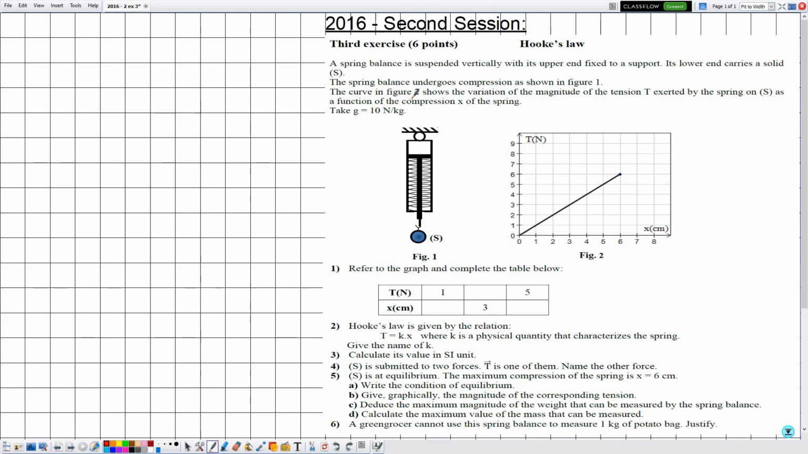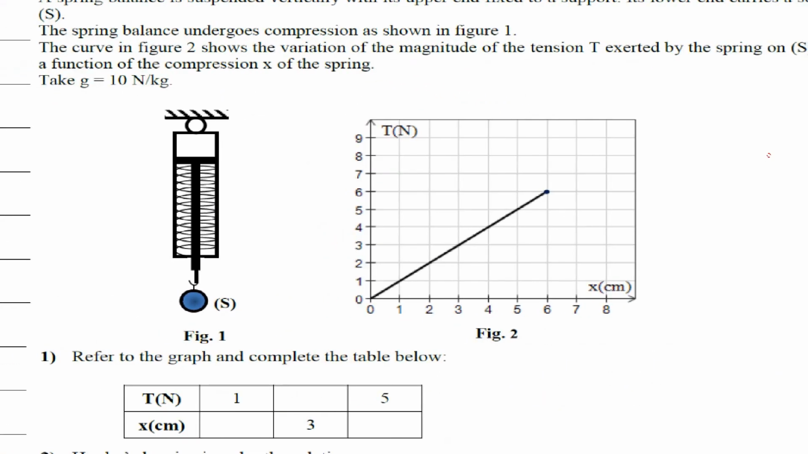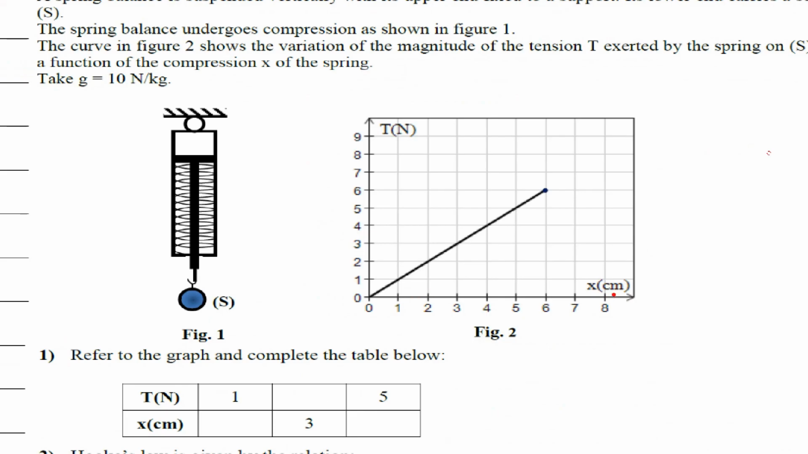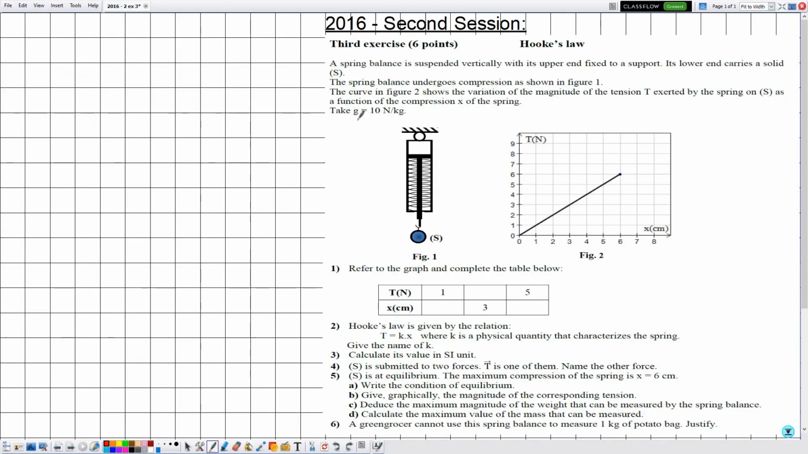The curve in figure 2, also they mentioned figure 2, so now we can use it, shows the variation of the magnitude of the tension T exerted by the spring on S as a function of the compression x of the spring. So here in this curve, the x-axis is labeled by X, in which X represents the compression of the spring, and the y-axis is labeled by the tension T in newtons. So take the value of g to be 10 newtons per kilogram.